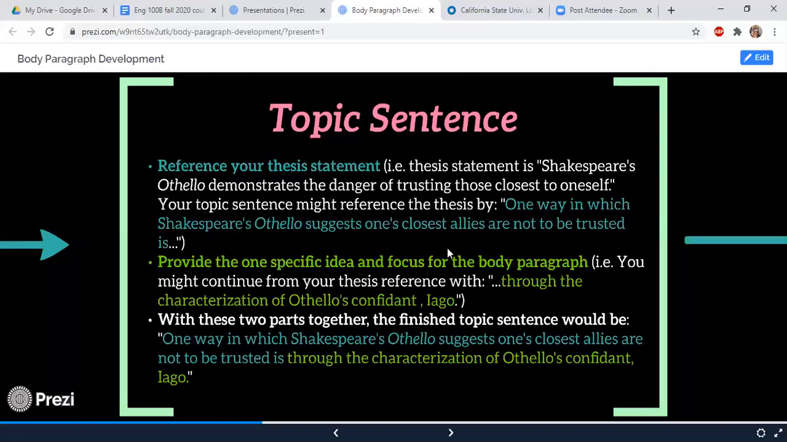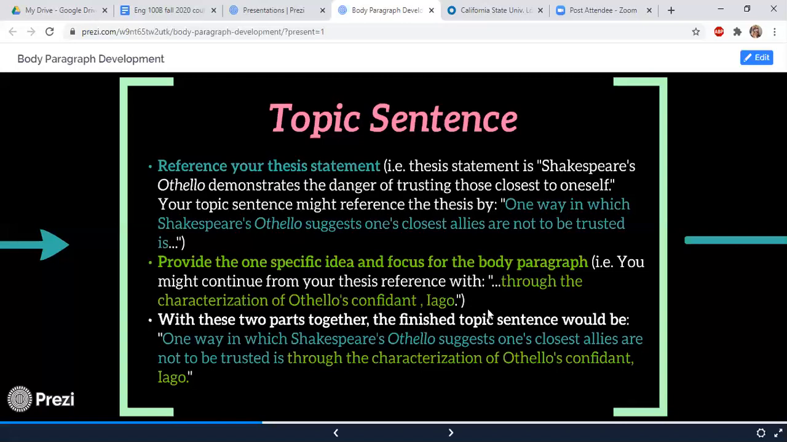Okay, so you always want to start by referencing your thesis. Now, the next step is to provide the one specific idea that you're going to be developing in the paragraph. So in this example, the writer might continue with, through the characterization of Othello's confidant, Iago. Now you can see here, this is just one idea. So the writer's going to be focusing on how Iago as a character that exists in this play, that character himself is proof that one's ally should not be trusted.